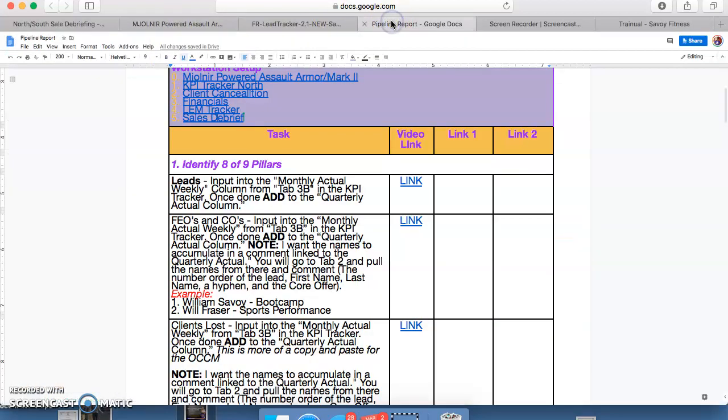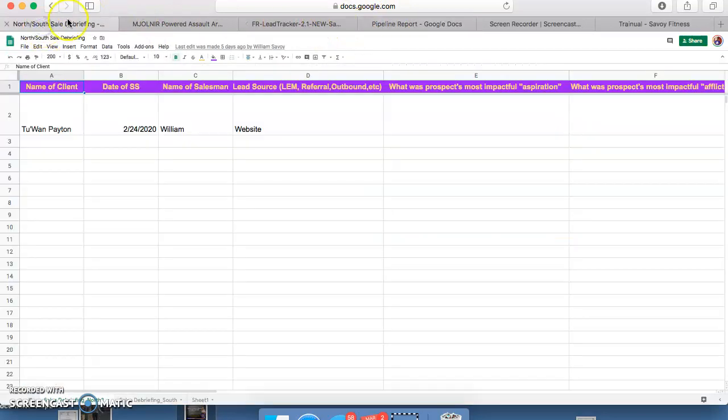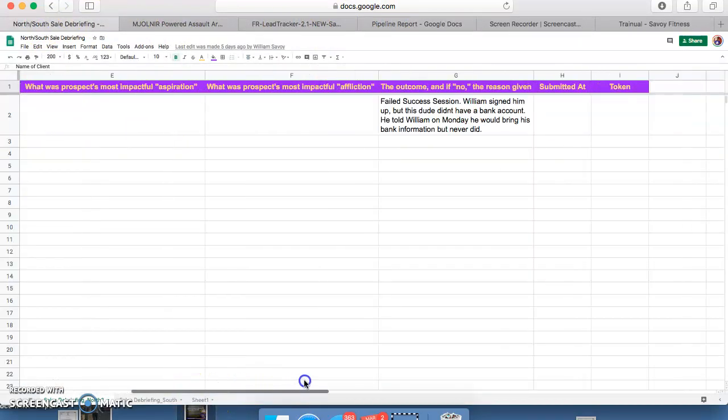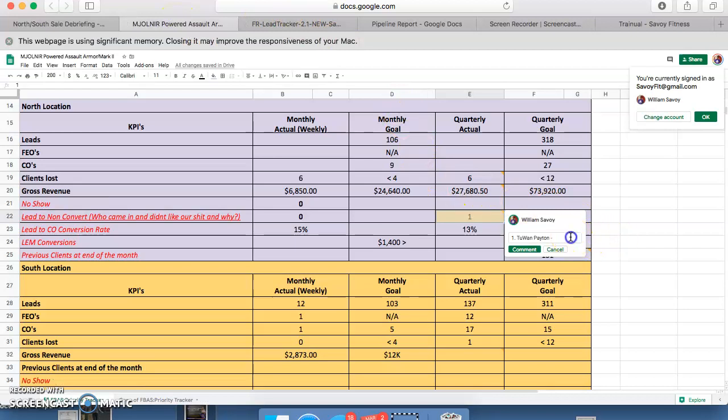If you go into my pipeline report or my debrief, basically he didn't have his bank account information in front of him. He missed our re-up meeting, so he signed up, didn't provide it, and didn't come back to provide bank information. There you go. Literally that simple. And again, a lot of this is coaches doing their job and inputting what they're supposed to put in. Thank you.